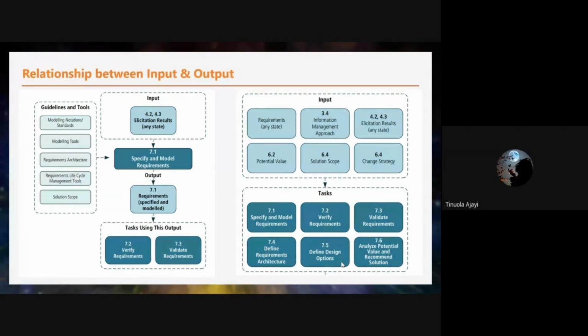Okay. Yeah, so I want to confirm that the guidelines and tools right here, the box right there on the guidelines and tools, the things on it, are they the things that need to be done in order for us to achieve the 7.1 specify and model requirement? Because I can see the arrows go straight directly to the 7.1. So are they the tools that need to be in place? And also I would like to confirm, maybe I missed out, or maybe I just want more clarification.